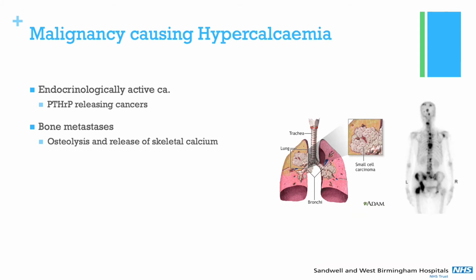So let's see each of those causes of hypercalcemia in turn. We said that malignancy can cause hypercalcemia in two ways. The main one, 80% of the hypercalcemia caused by malignancy, is caused by endocrinologically active cancers. These are cancers that produce a molecule called PTH-related peptide, a peptide very similar to the PTH molecule, so it can stimulate the same receptors and work in pretty much the same way as parathyroid hormone would. So that will create hyperparathyroidism, essentially, and increase your levels of calcium.